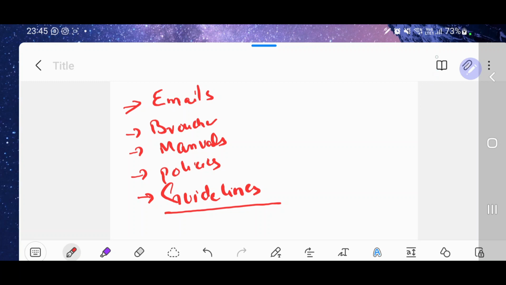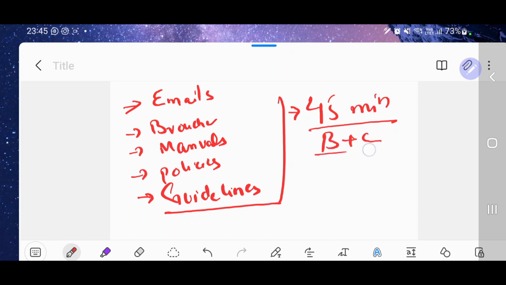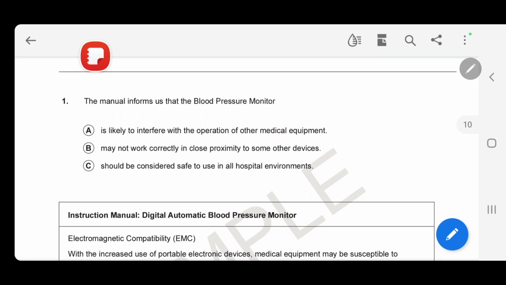Before we solve, the total time for parts B and C is 45 minutes. We have 6 questions in B and 8 questions in part C, so in total 14 questions. Anyhow, we'll solve now. Here we go.